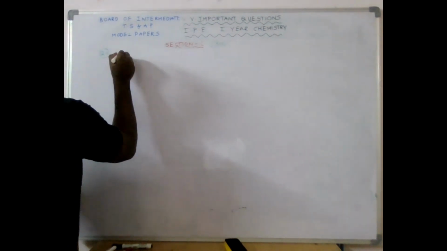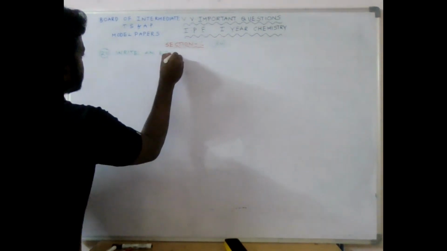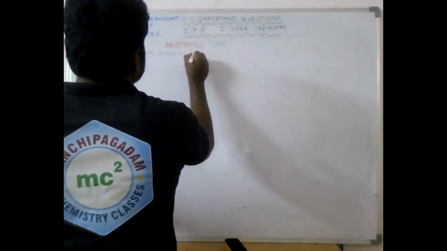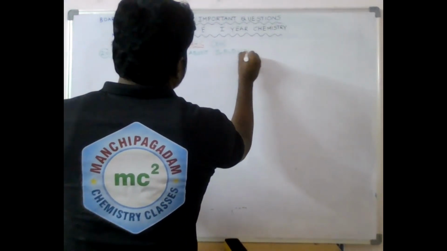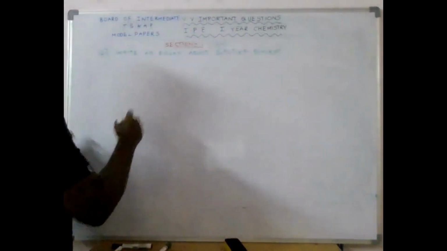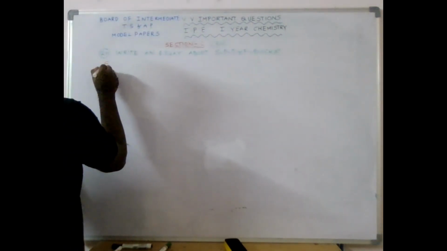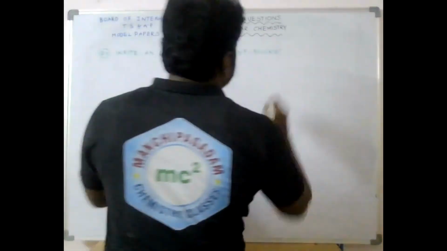That question is, write an essay about S, P, D and F blocks. This is the question. Write an essay about S, P, D and F blocks. Right, very simple, right? First of all, we'll take S block elements. S block. That structure we will discuss first.